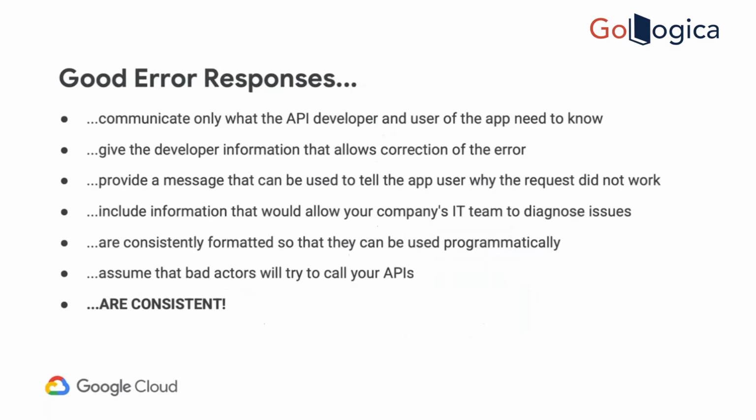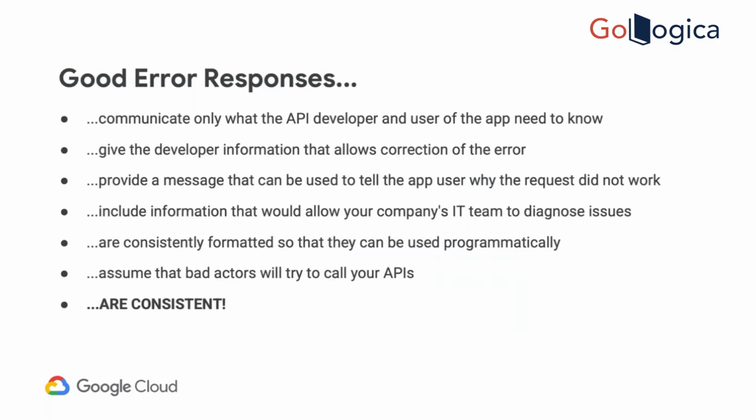Good. So from this section we understand that a good error response will communicate only what the API developer and the user of the app need to know. It will give the developer enough information to allow correction of the error. We should remember that we should give enough information, but never more than enough, because we have the risk of getting hacked, right?